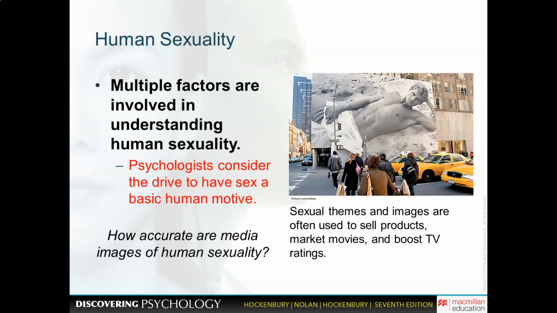Okay, now we'll talk about the motivation of human sexuality. I am going to go through this quickly because there's a lot of information here and I don't want us to run out of time. So basically, multiple factors are involved in understanding human sexuality. Psychologists consider the drive to have sex a basic human motive.